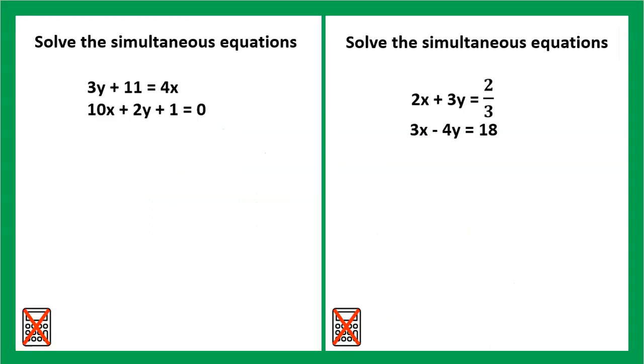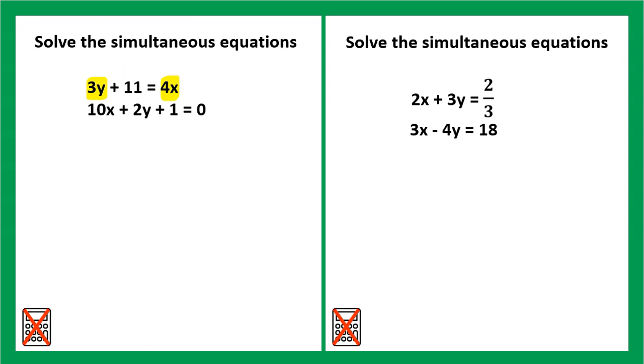Lastly, we have the advanced questions this time, which involve some problem-solving elements to them. In the first question, it looks like we need to do some rearranging to make it in the same format as the previous questions. Notice how we have 3y on the left-hand side of the equal sign, 4x on the right-hand side.